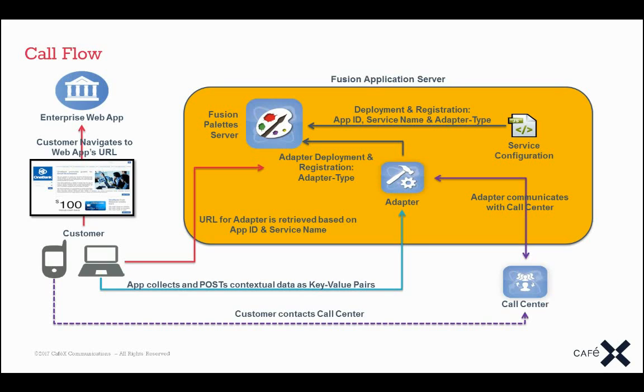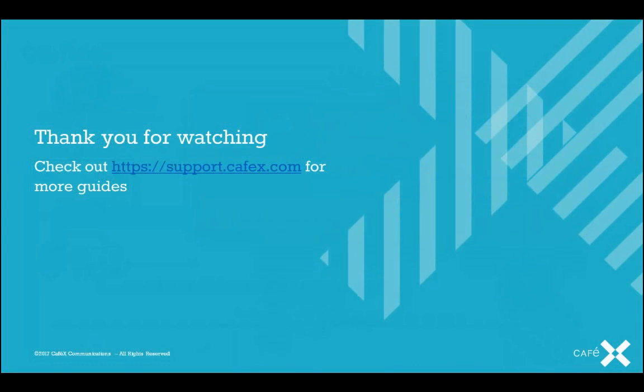This is a typical example of an IVR bypass call flow. So the idea being, once this customer has actually reached an agent, the agent already has all of the contextual data necessary to service that customer as best as possible. In a nutshell, that's palettes.